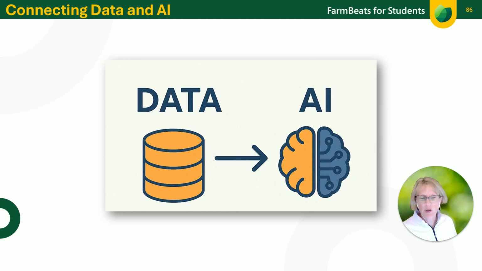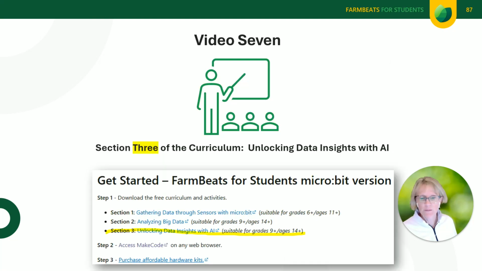In Section 3 of the FarmBeats for Students curriculum, students will create a Gen AI teachable machine model to predict plant health based on leaf color and an indicator of nutrient deficiency. And they're also going to train the Gen AI teachable machine model to improve its accuracy. So they're going to get real experience moving conceptually from data over to AI. I hope you join us for the next video of the series, video 7, that will cover Section 3 of the curriculum, Unlocking Data Insights with AI.